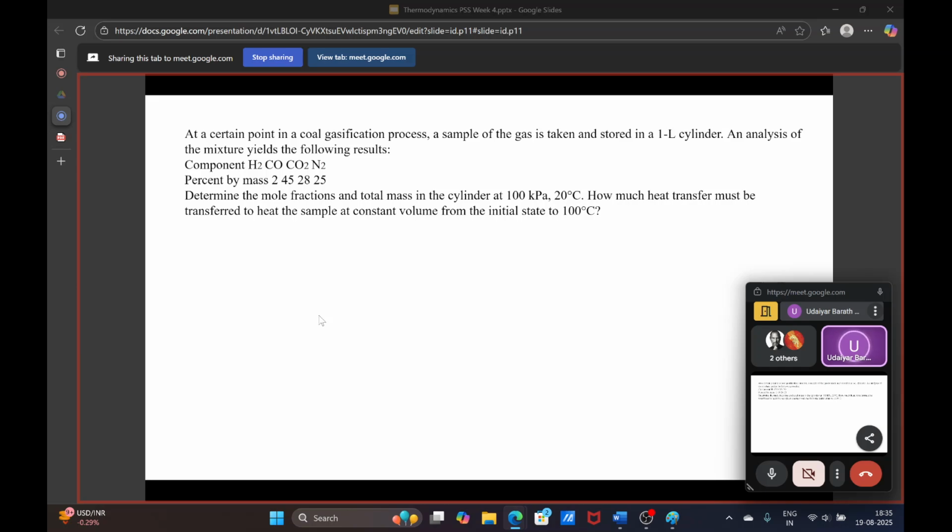We have seen some similar problems in the previous case. Try solving this. I'll give you a couple of minutes to solve. This is similar to what we did in the previous two examples.